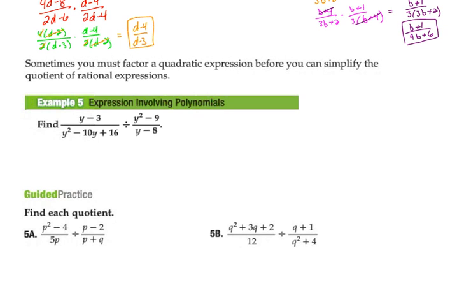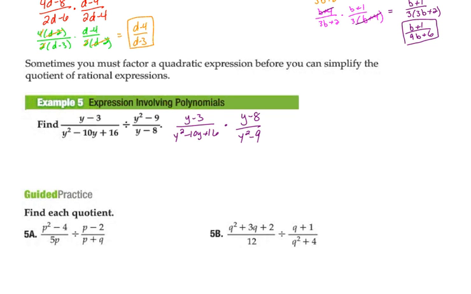Okay, sometimes we must factor a quadratic expression before we can simplify a quotient of rational expressions. So looking at this, again, we understand how to factor. We just have to go ahead and use our clues about dividing by a fraction, and then we can factor and do some canceling. So step number 1, I'm going to rewrite as a product. So y squared minus 10y plus 16. I know I'm multiplying by the reciprocal.